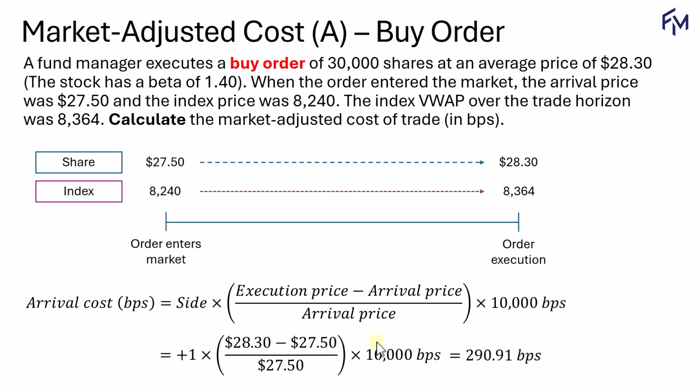In other words, when you have a positive arrival cost, it means that the trader actually underperformed in terms of execution, because they bought at a much higher price compared to the arrival price. So there was some form of delay there. That could be due to market volatility, or that could be due to, let's say, a poor choice of algorithm in terms of execution.